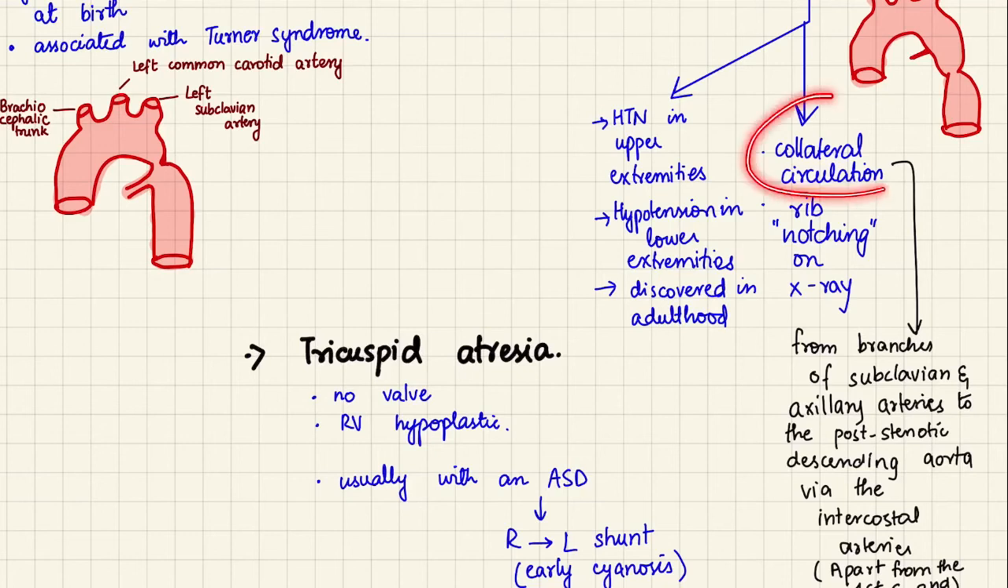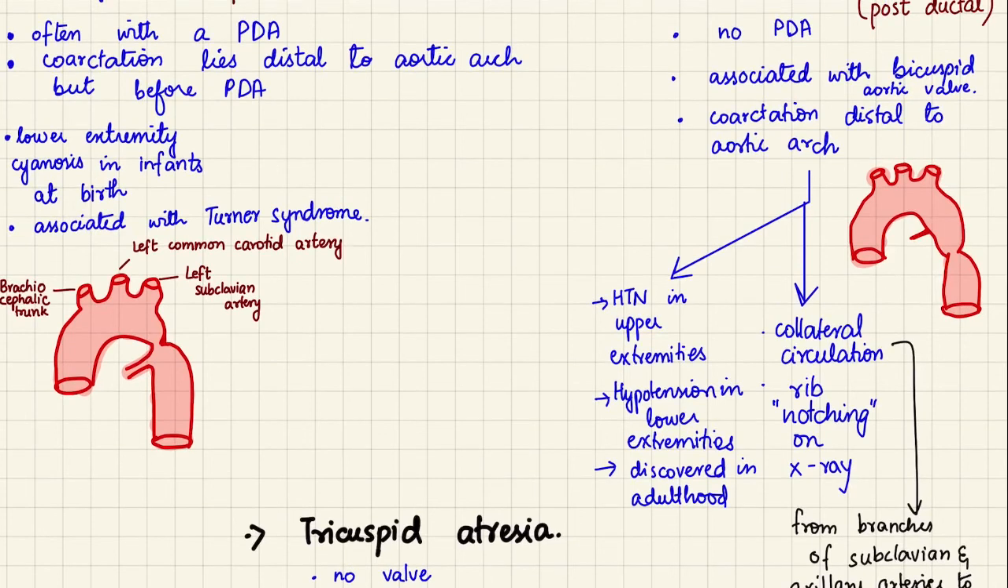Now, there is a mechanism called collateral circulation, in which the post-stenotic descending aorta, this part, is going to receive blood from branches of the subclavian artery and axillary arteries via the intercostal arteries. So, intercostal arteries are going to go and feed this part of the descending aorta. Now, we know that the intercostal arteries are present along the ribs, and this has a characteristic sign on X-ray that is called rib notching. So, this is a characteristic diagnostic sign of the adult form of coarctation of aorta.